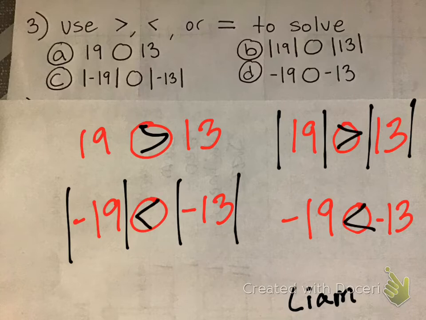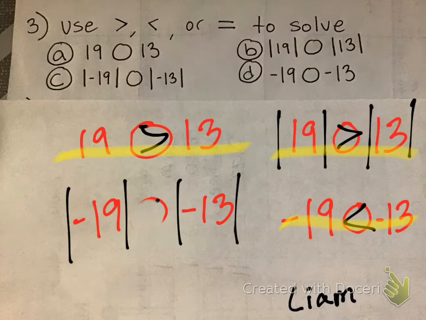Okay, so let's see. Do we agree with the first one? Yes. We agree with this one? Yeah, we should. Do we agree with the second one? Yes. Do we agree with this third one? No. Do we agree with the fourth one? Yes. So I'm going to have Daniel come up and, well, actually, it's really easy.